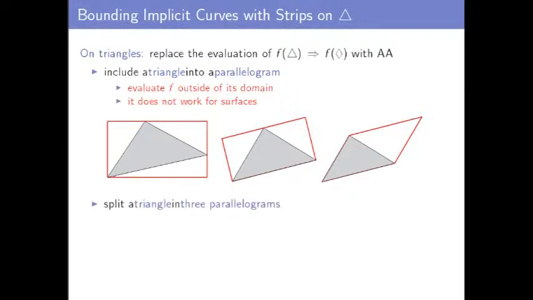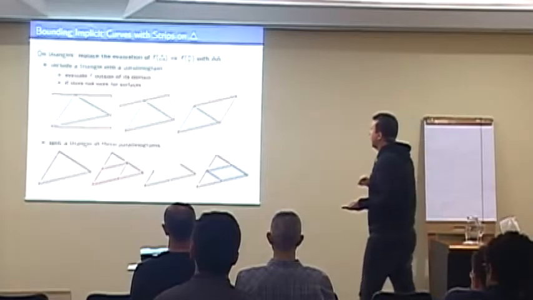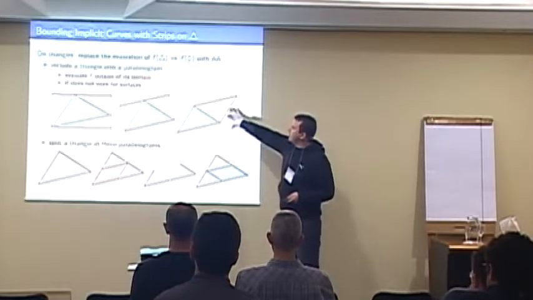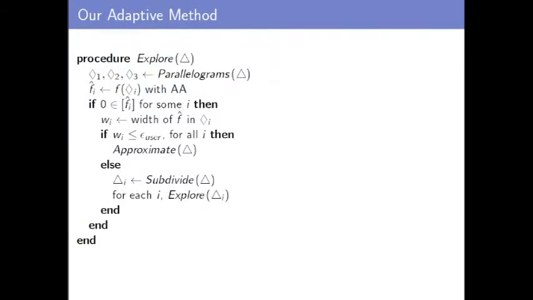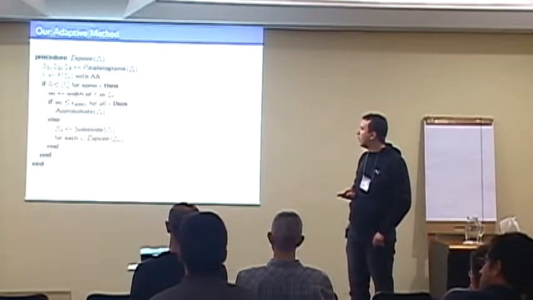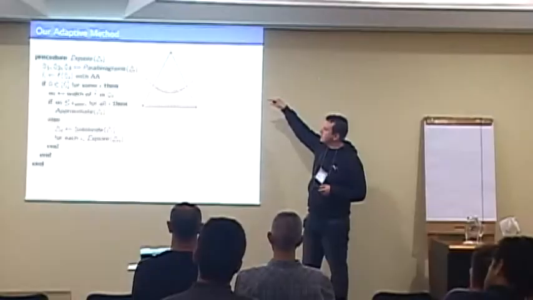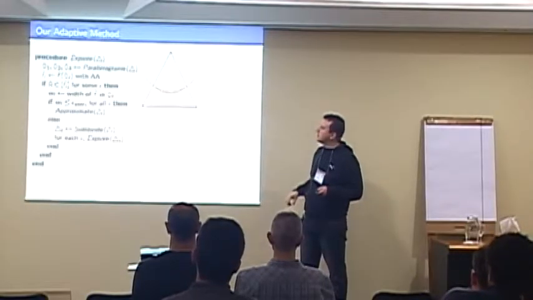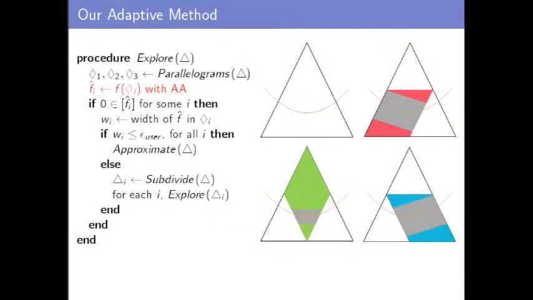Another possible solution is to split a triangle into three parallelograms using the midpoints of each edge of the triangle. And we adopt this one to avoid evaluating f outside of its domain. Now let me show you the step-by-step of our algorithm. Given a triangle, we want to approximate this parabola. The first step, we split the triangle into these three parallelograms.